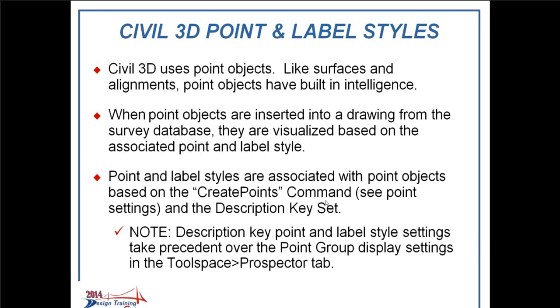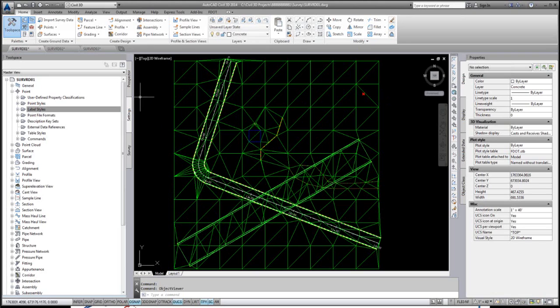So anything that's not in the description set, any default point or anything that doesn't come in that is created specifically with some sort of feature or feature code, will be created based on the create points command. So note that description key point label style settings take precedence over all the point group display settings in the tool space or the prospector tab. Let me give you a quick example of what I'm talking about.